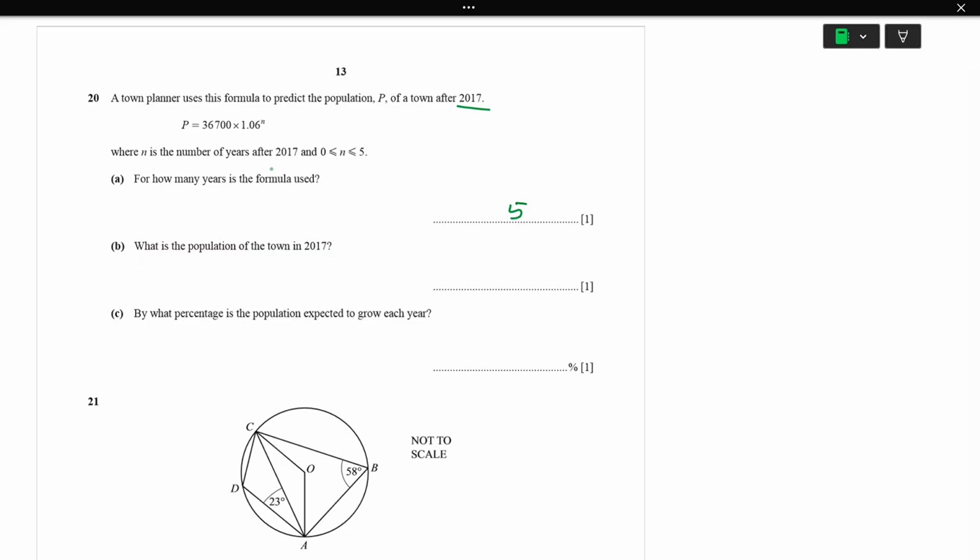2017 is the starting year, so n becomes 0. So 1.06 to the power 0 becomes 1, so 36700. That's the initial population. Next, by what percentage is the population expected to grow each year? The percentage is here, increasing by 1.06, which means 6% is increasing.